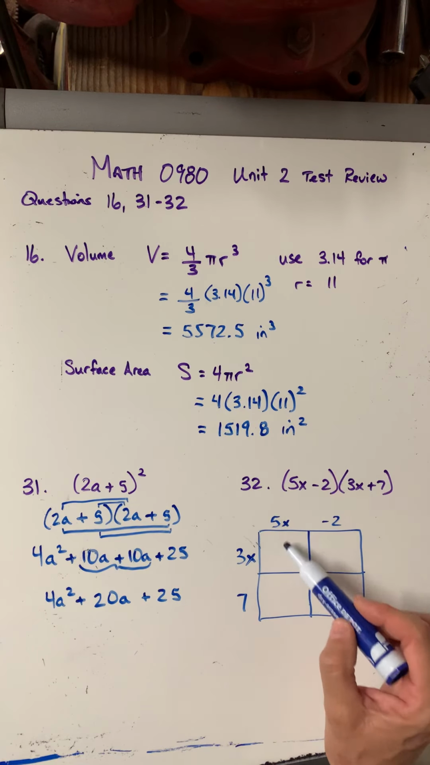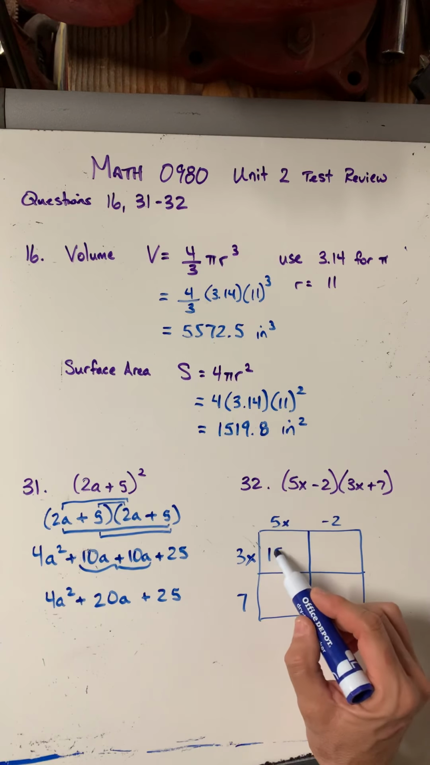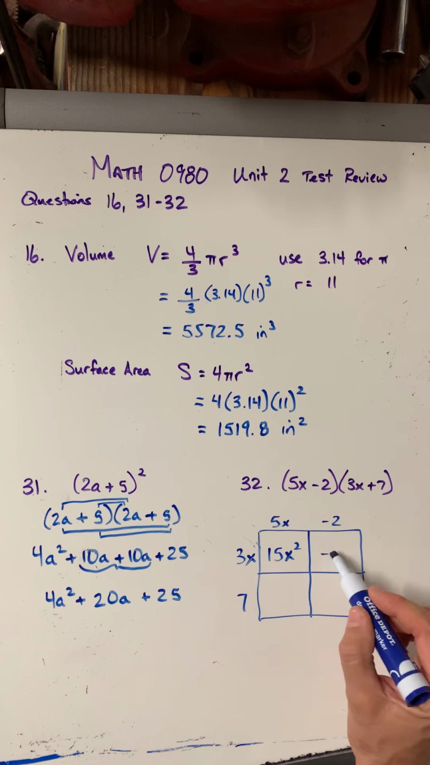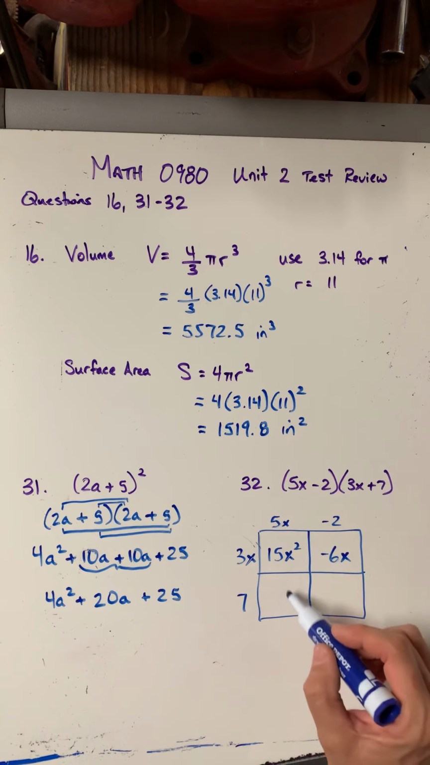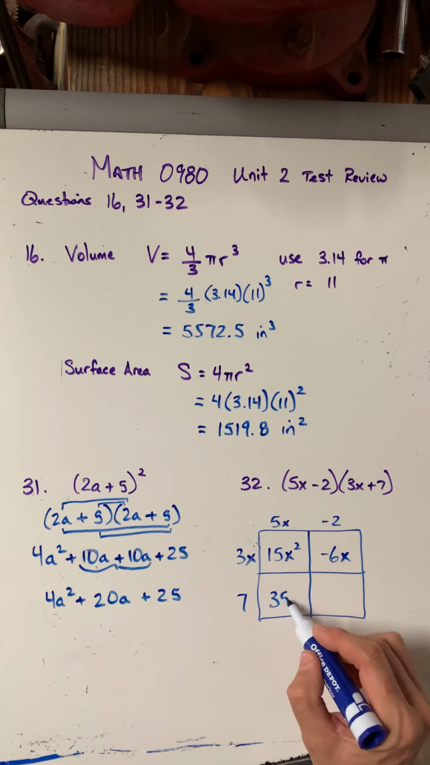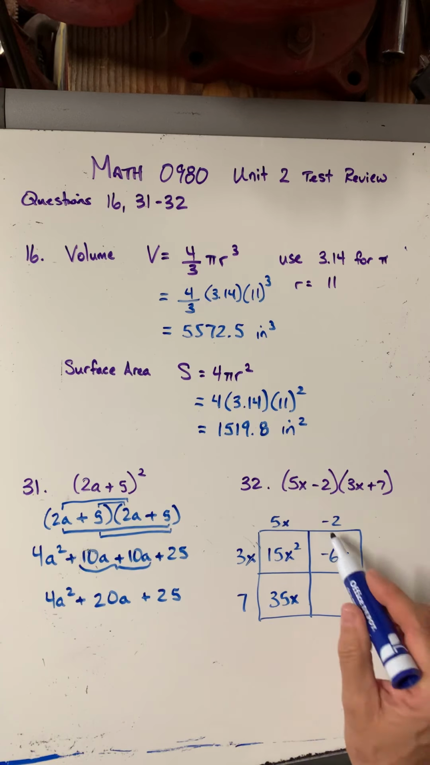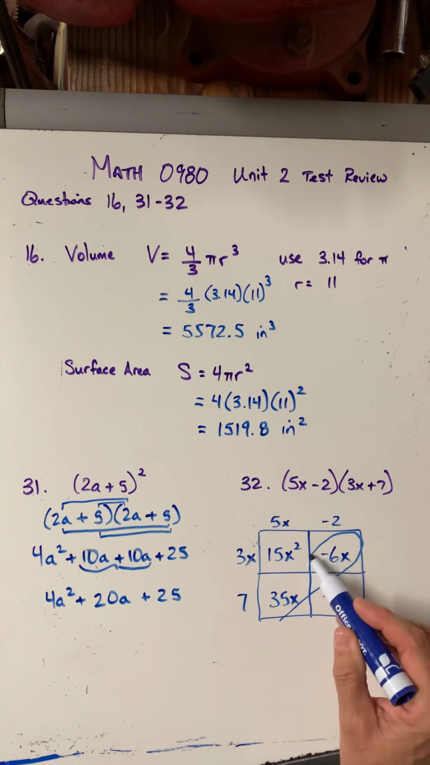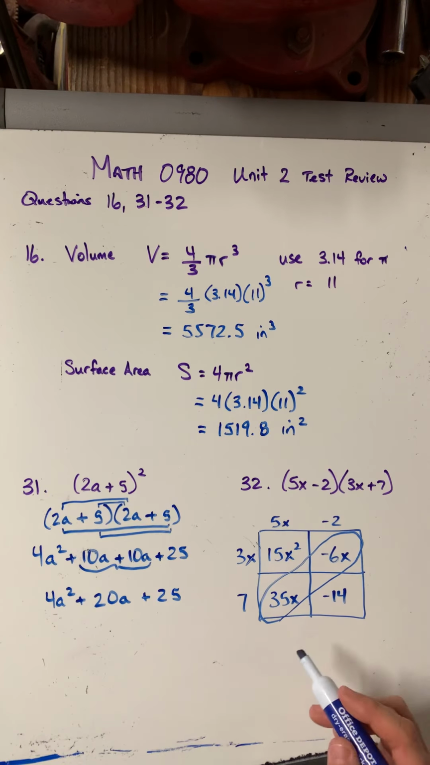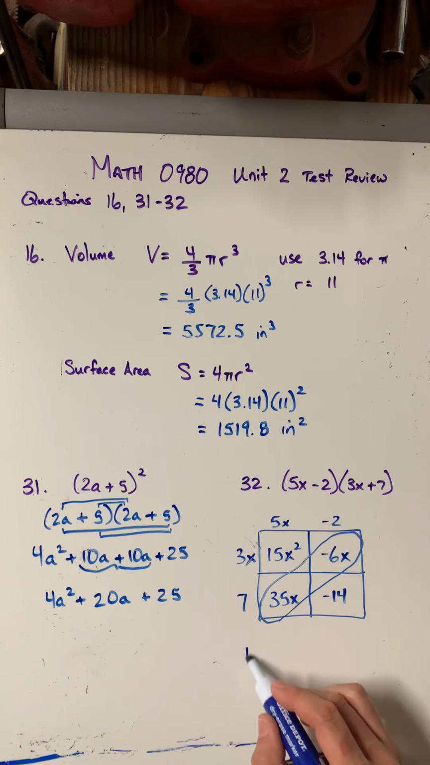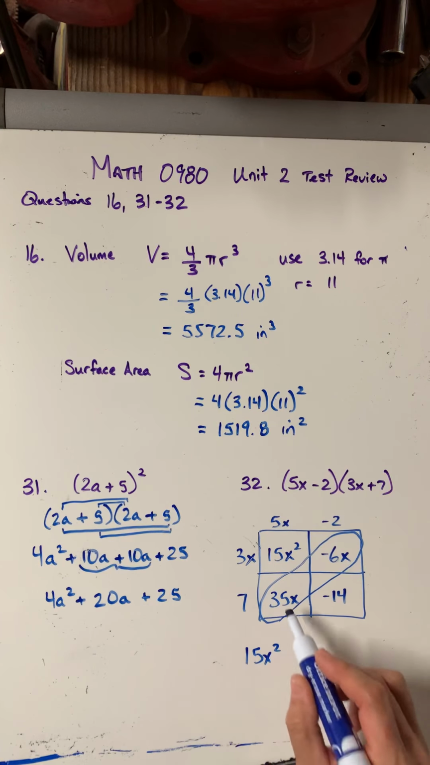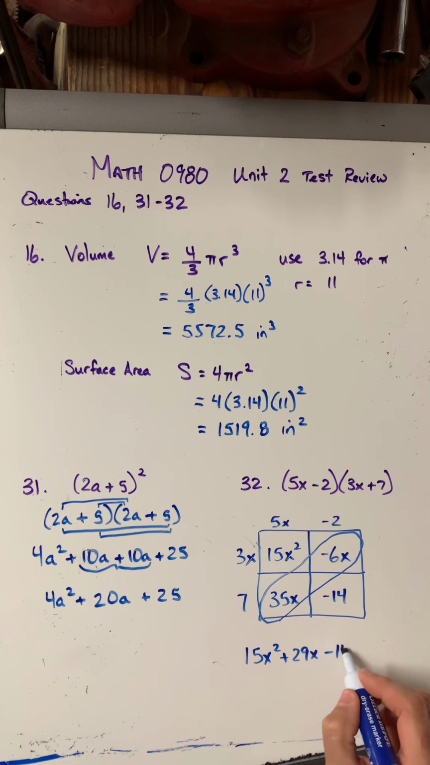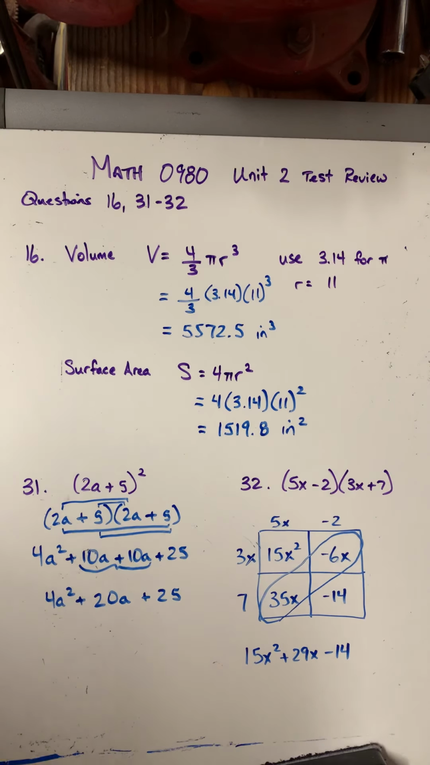So this box will be these two multiplied, so I get 15x squared. This box will be 3x times negative 2, which is negative 6x. This will be 7 times 5x, which is 35x, and this will be 7 times negative 2, which is negative 14. My two like terms are typically in this diagonal. So my answer will be 15x squared, 35 minus 6 is plus 29x, and then minus 14, and that should be my answer.